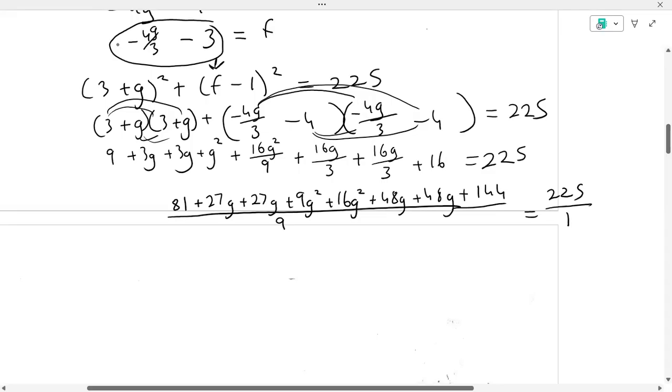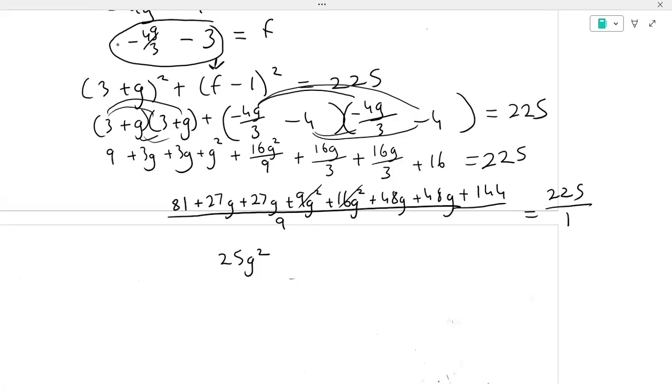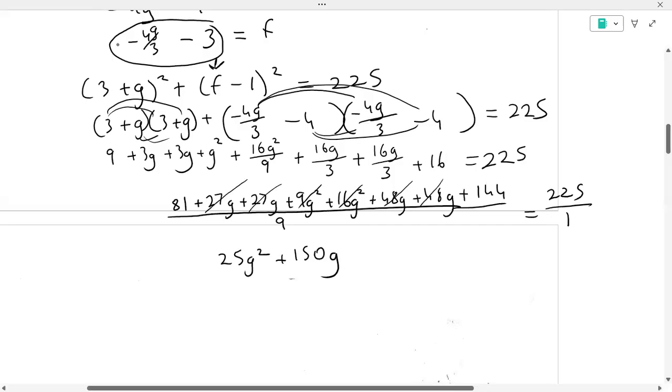So at this stage, I might try and start tidying up as well. So 25g squared there. Now I have a 27 plus a 27 plus a 48 plus a 48. So putting all my g's together, I actually have 150g. So I've done all the g's. Now I have 81 and 144, which is 225, and I'm going to cross multiply. So I'm going to multiply 9 by the 225 on the other side. So that's 2025. So this is forming into a quadratic.